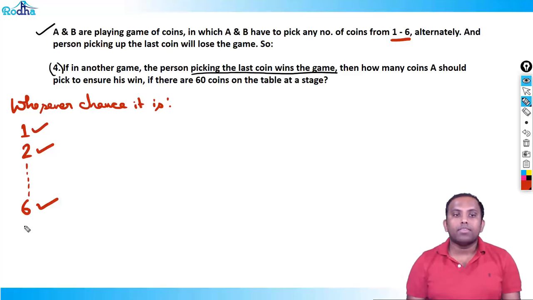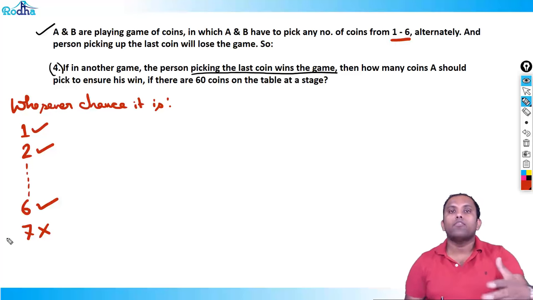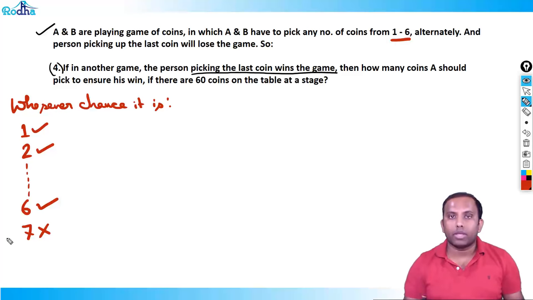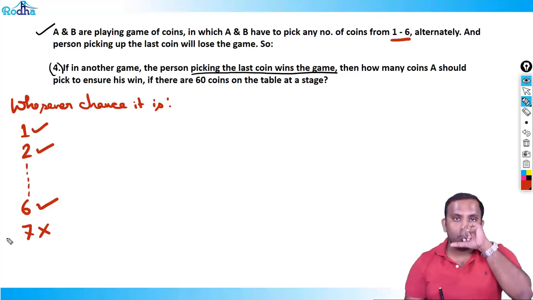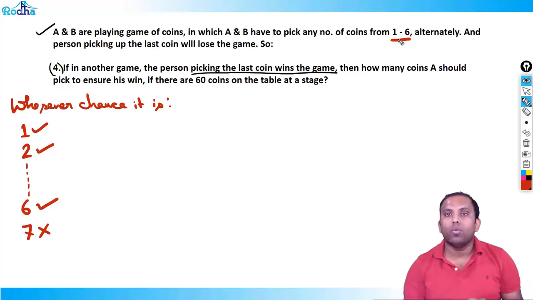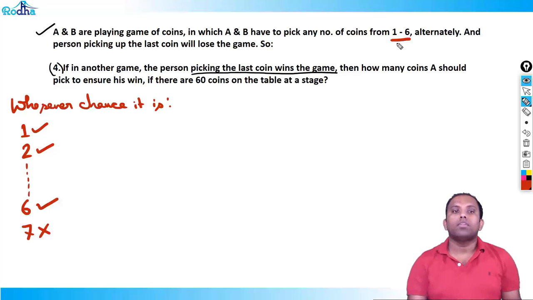Again, 7 is a number which he won't want. Because if there are 7 coins on the table, he can never win the game. Because if he picks 1, the other guy will pick all the 6. If he picks 2, right, if there are 7 coins on the table, the 5 are left. The other guy will pick all the 5, because for him also, he can pick any number from 1 to 6, right? So that means 7 is a losing number.